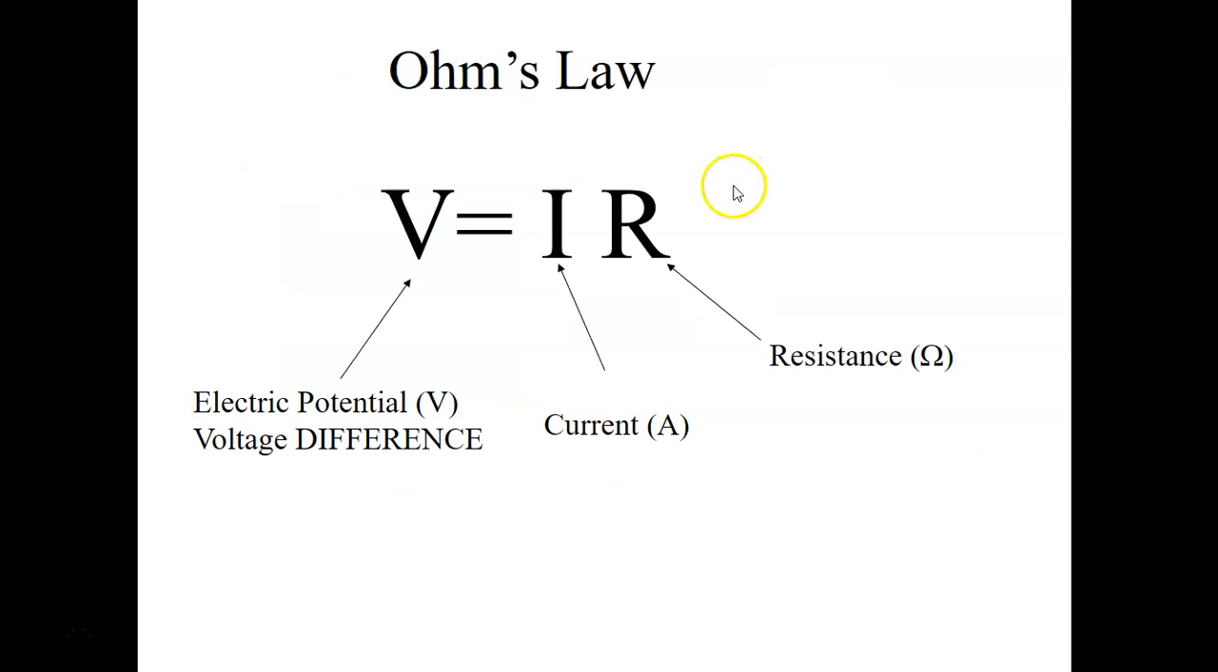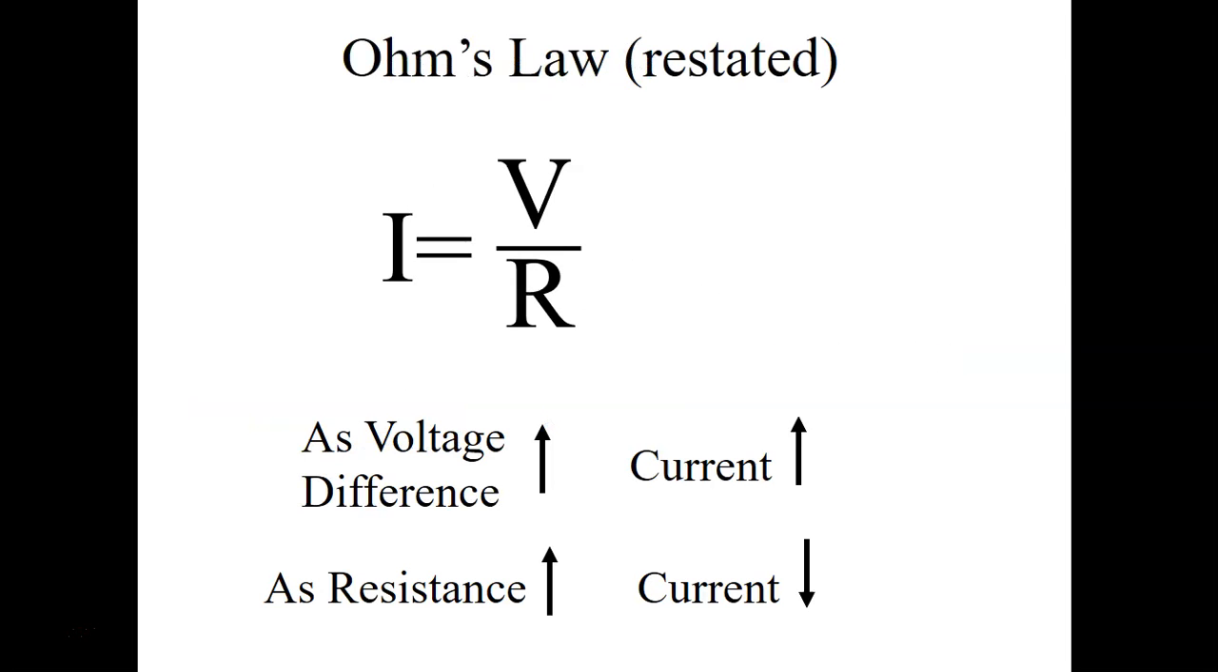Okay. So this is the Big Daddy equation in electrical circuits, and it's a pretty simple one. V equals IR. V stands for voltage, I stands for current, which is measured in amps, and R is resistance, which is measured in ohms. So voltage equals current times resistance.